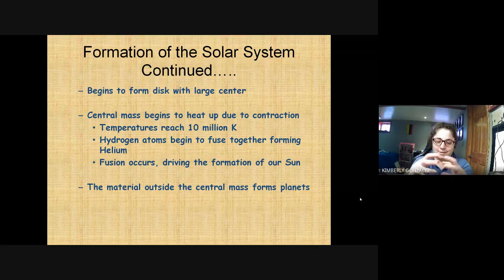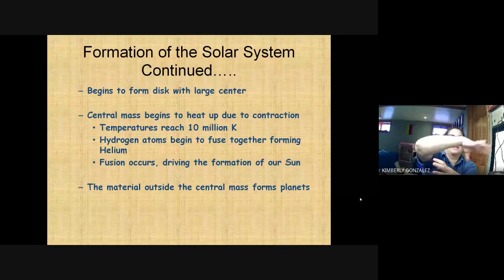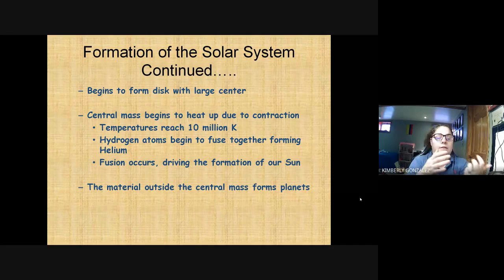So that's going to be our center, the central mass that began to heat up and fuse together. Then you have all the rest of the stuff around it. The rest of that stuff coalesces and becomes the planets that we know today. They come together slowly and hit into each other. They start rotating and increase their rotation, which means their density increases, which means their gravity increases, until eventually you form the planets.